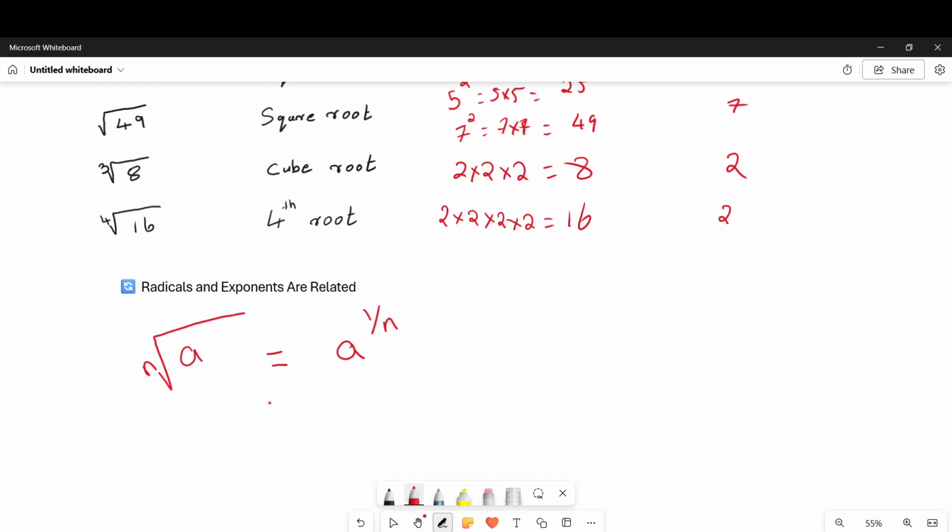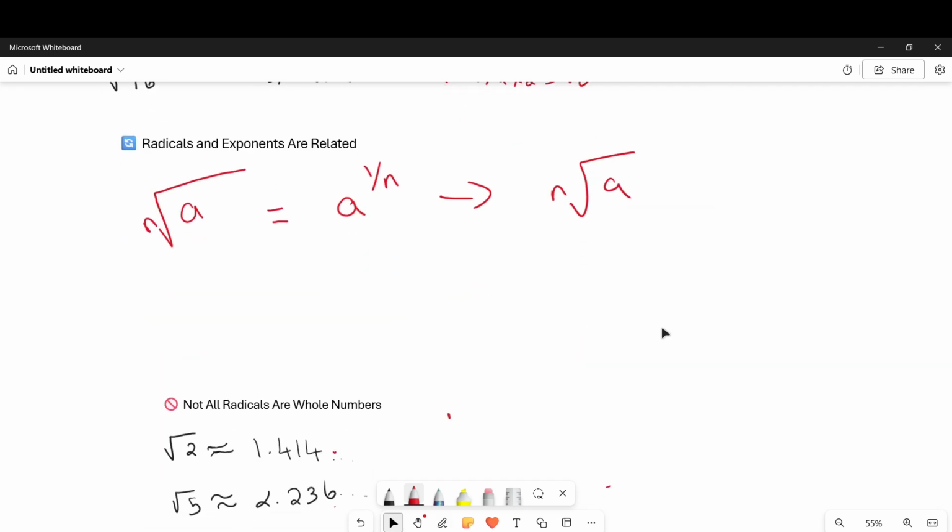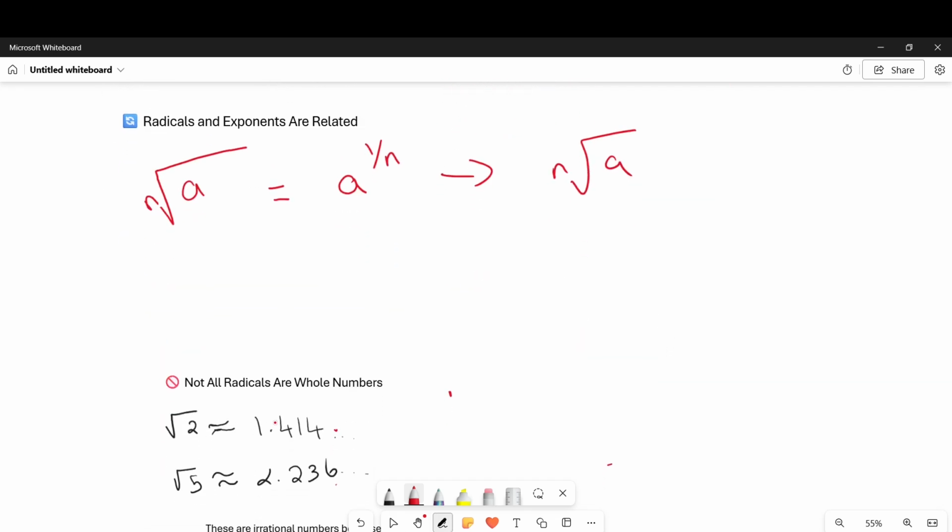At any time in a calculation, we can convert a radical expression into an exponent expression, or an exponent expression into a radical expression, depending upon the requirement of our problem. Okay, this is how they relate. Then see what happens next.